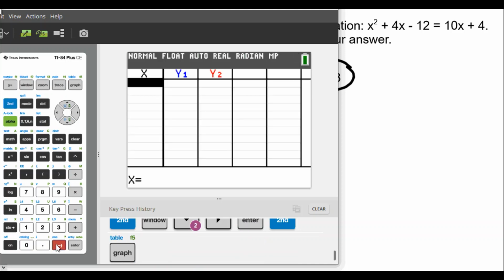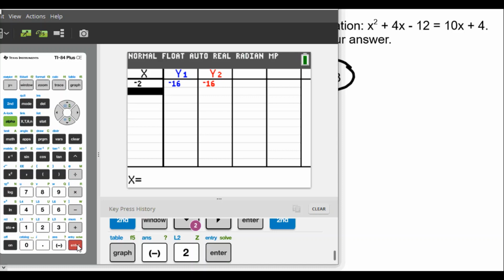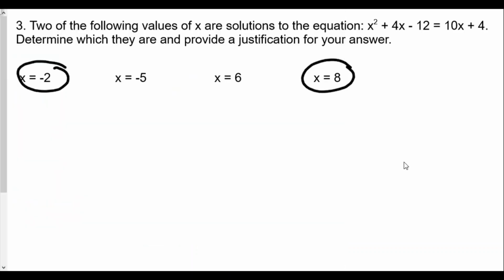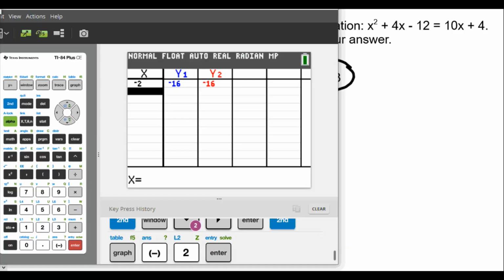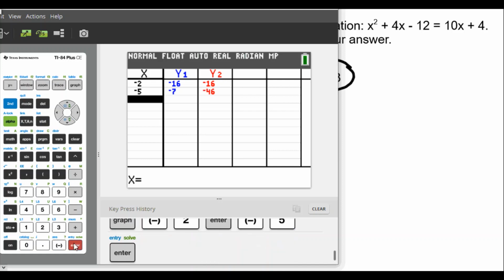So the first choice was -2. For x equal to -2, we're looking to see whether or not they both have the same exact value. Here, -16, so if they both are equal to each other, -2 is going to be a solution for the equation. The second one was, I believe, -5, right? Yes, -5. So we'll type in -5, enter, and that doesn't work out.